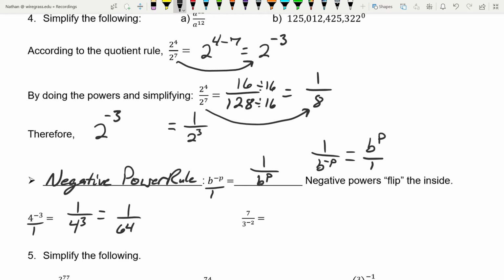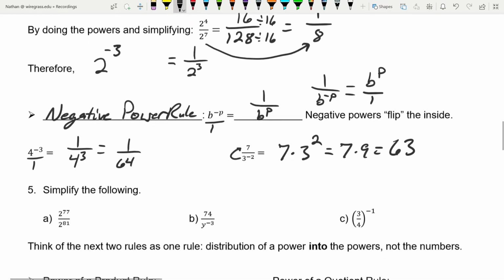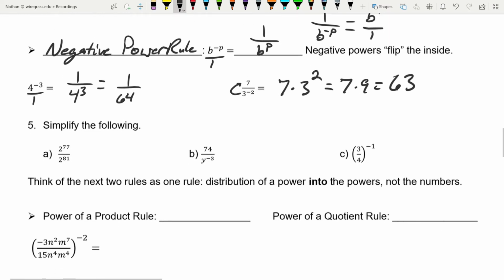Okay, here we have 3 to the negative 2. That's in the denominator. That means that it's going to move to the numerator. Now, it's important to note that 7 does not move. That's because 7 does not have a negative in the power. Only 3 does. So 3 moves to the top. Of course, it keeps the same power of 2 in there. 3 squared is 9, and 7 times 9 is 63. That simplifies down to that. Okay, give that rule a try in number 5.